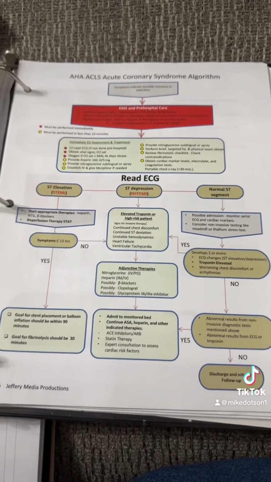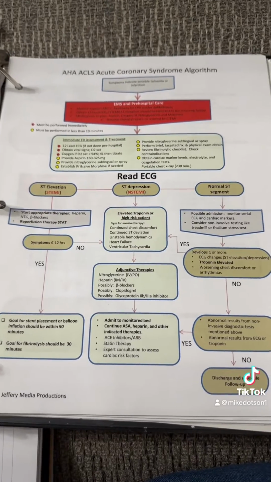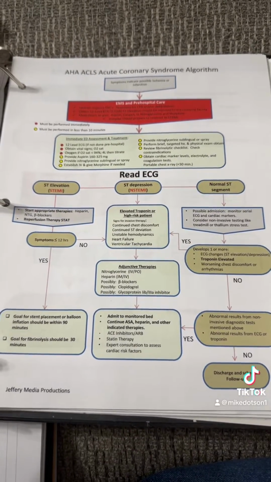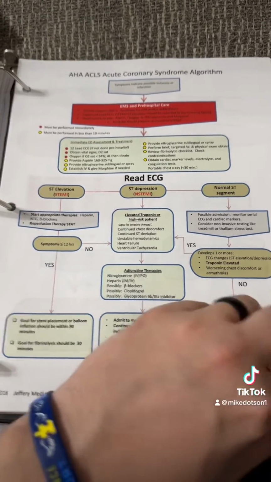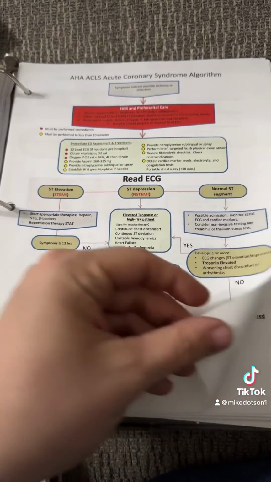I'm just going to kind of put these on here so you can look over them for your reference. It's the ACLS guidelines for acute coronary syndrome, how ACLS looks at treating heart attack, MI.